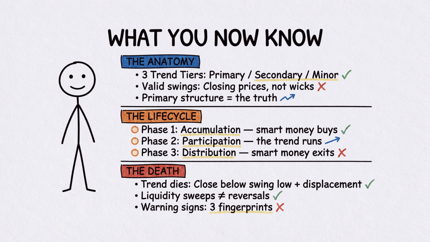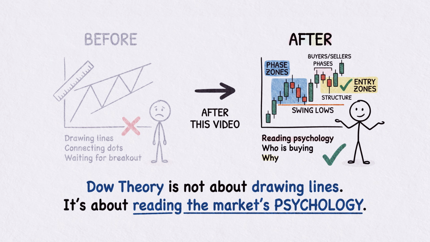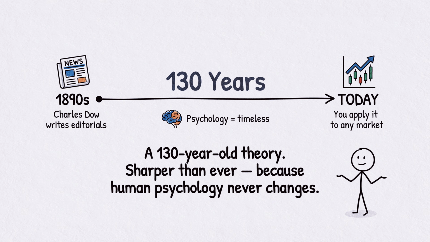Real breaks versus liquidity sweeps, displacement is proof, and the warning signs that a trend is fading, and one 5-step framework that ties it all together. Define, identify, wait, confirm, execute. Dow theory is not about drawing lines, it's about reading the market's psychology, who is buying, who is selling, and why. And you now have the tools to do exactly that, a 130-year-old theory. But the way you use it today, after this video, is sharper than ever.